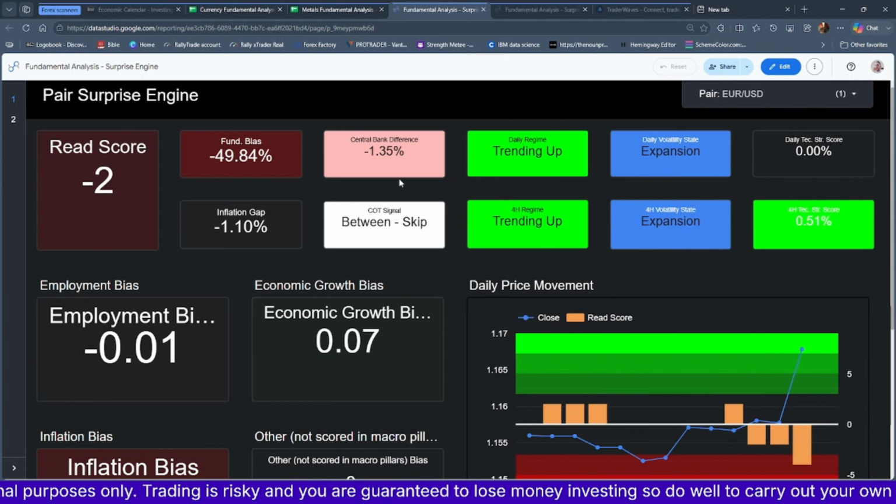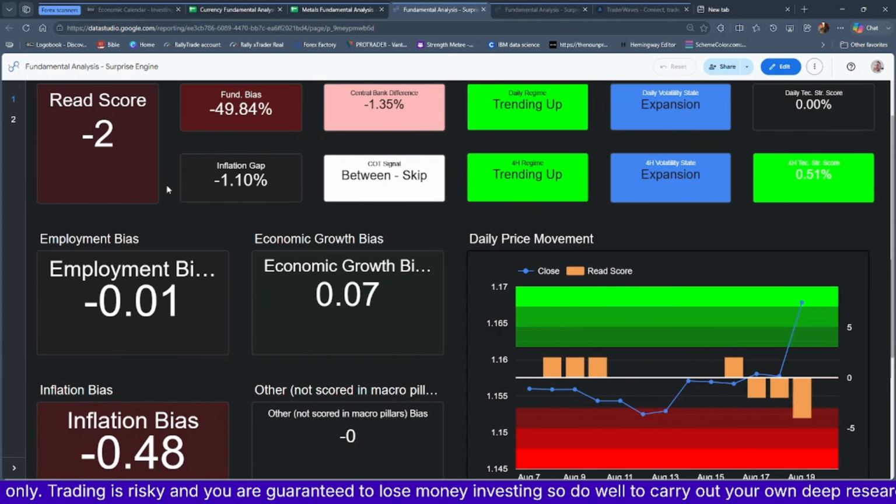Right here is the fundamental for the euro against the US dollar. And what do we see? Well, the system is kind of not so clean. We have a read score of -2. That is already saying we're leaning bearish. The economic data itself is saying that we're going down.